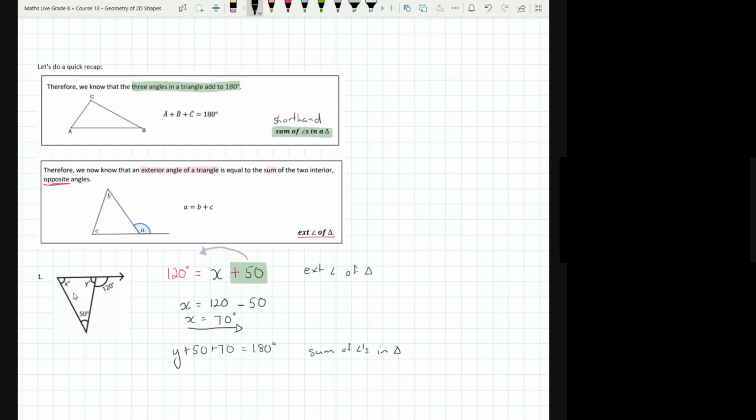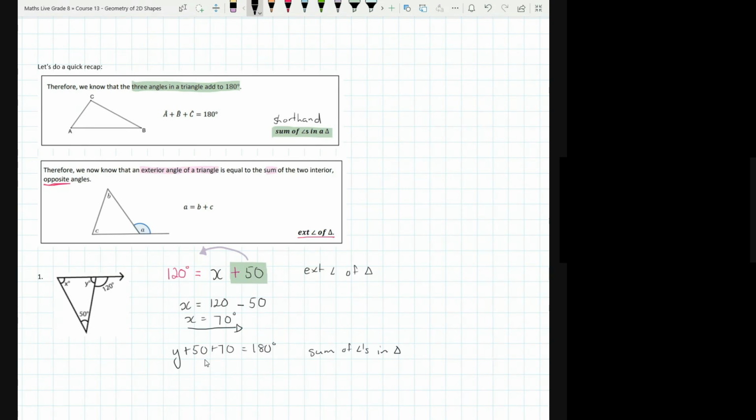So again, what Umar has said is, well, now we know x is 70. And now inside my triangle, we know 2 out of 3 angles. And remember what I had told you guys last week: the minute you know 2 out of 3 angles in a triangle, you can calculate that third angle. So that's what Umar's done. He said y plus 50 plus 70 is equal to 180. Why? Because the sum of angles in a triangle add up to 180.